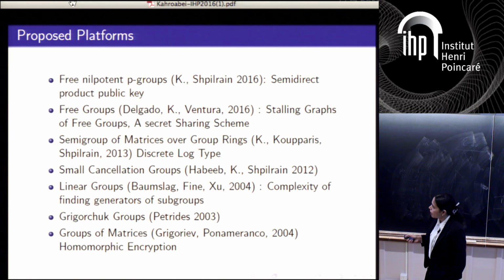These are finite structures; the rest were all infinite, except the free nilpotent p-group. There is also a semigroup of matrices over a group ring, and small cancellation groups we proposed, and linear groups by Baumslag, Fine, and Xu. The Grigorchuk group has been proposed, and also a group of matrices by Grigoriev and Ponomarenko.